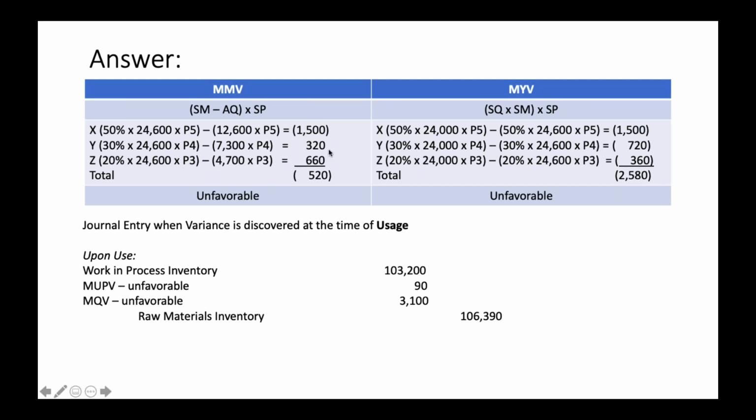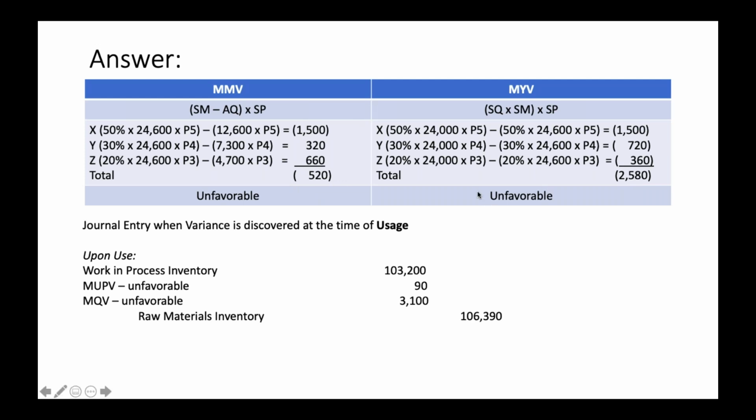For material Y, this is positive, this is favorable because we consume less than the standard. The same with material Z, this is favorable. But of course, we have to compute the total material mix variance. So negative 1,500 plus positive 320 and 660, we have negative 520. So in total, we actually used more than the standard. So therefore, this is unfavorable of 520 pesos.